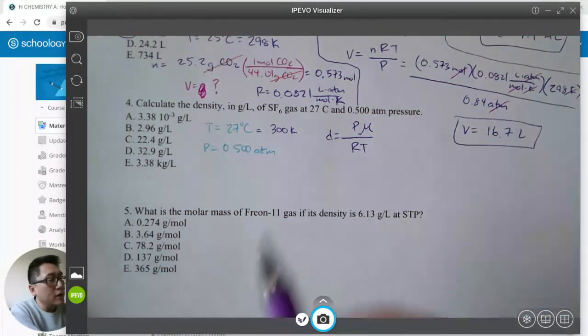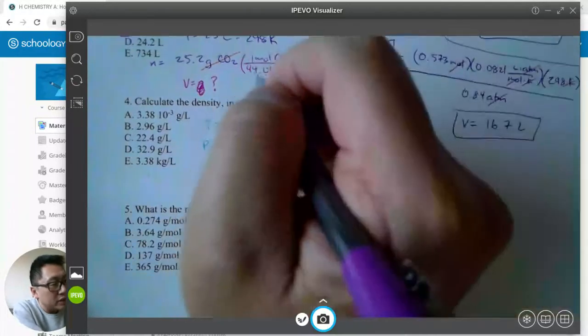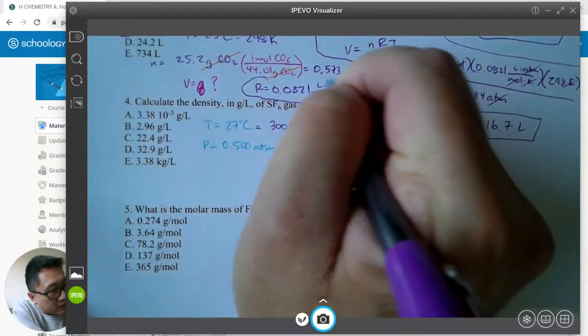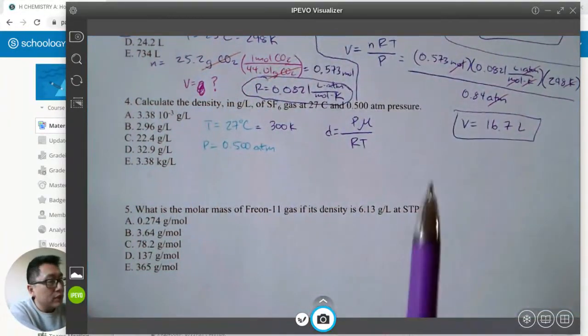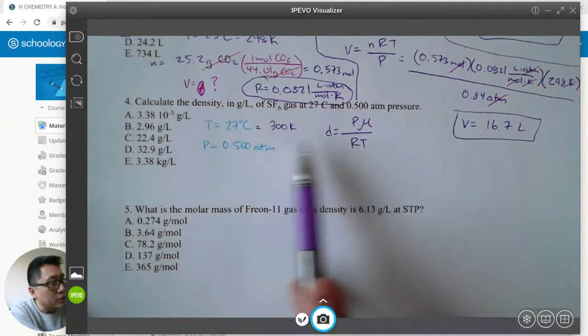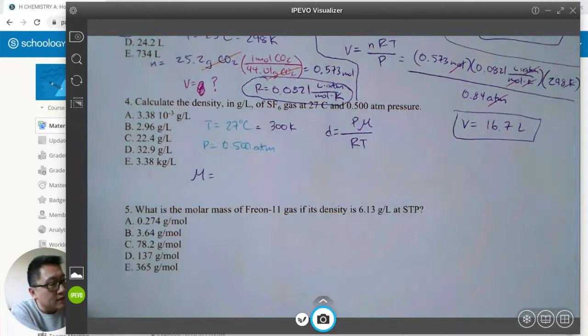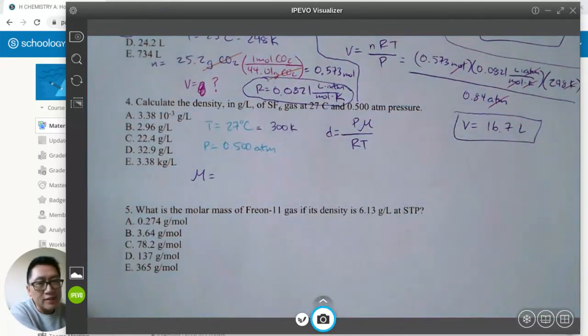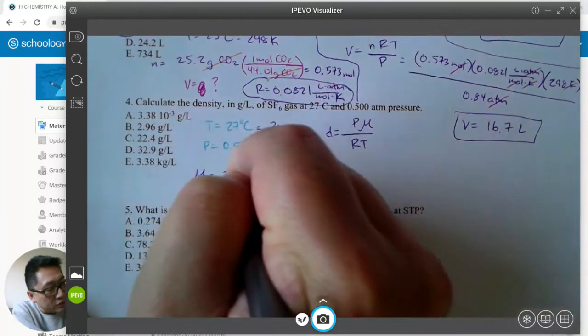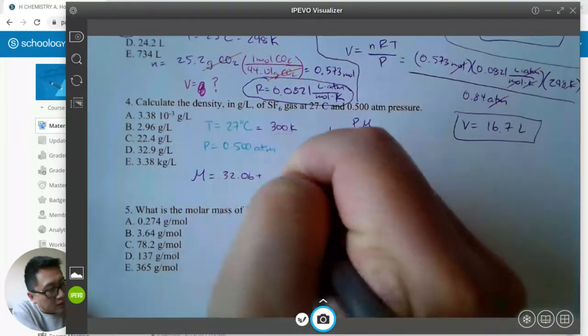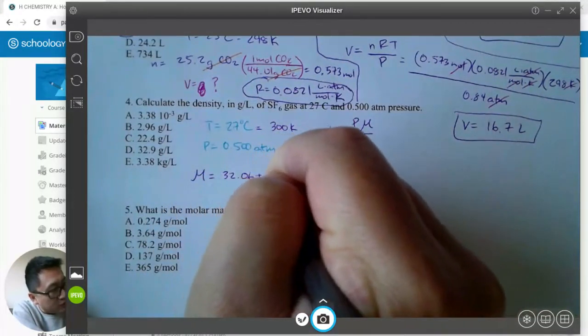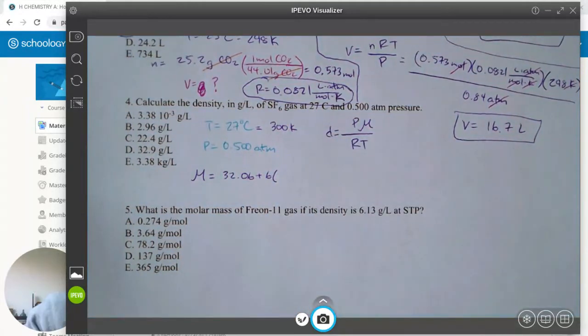Okay, so I know the pressure, you know R. Actually, let me circle R. It's right there from before. We know pressure, we know R, we know temperature. I just need to know molar mass of the gas. Well, I know the gas. It's SF6. It's sulfur plus 6 fluorines. Sulfur is 32.06. And 6 times fluorine. Fluorine was, I forgot right now, but that's okay.